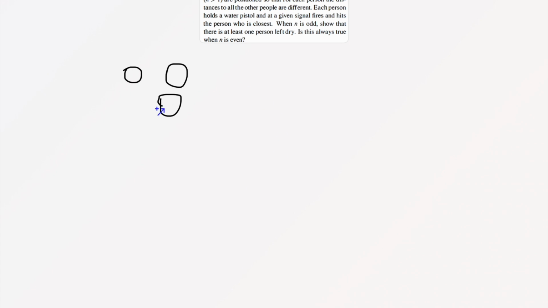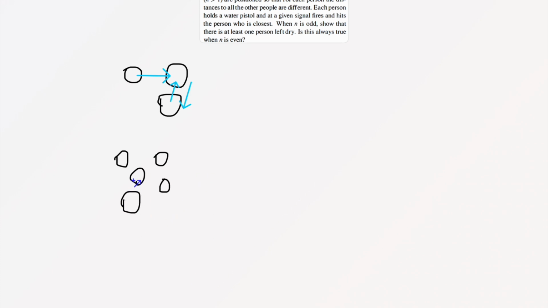So this person shoots here. And this guy will also shoot back. And then this guy will shoot, I don't know, they both look pretty close. That one. Okay. So that one I can see, yes, this person is left dry. Now, let's do it with 5 people instead. 1, 2, 3, 4, and 5.